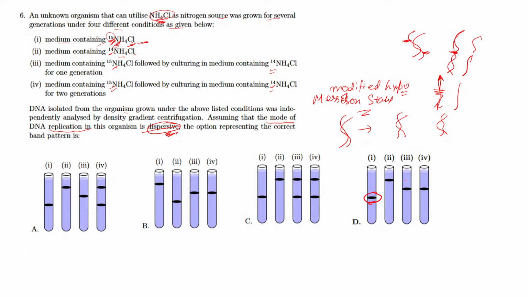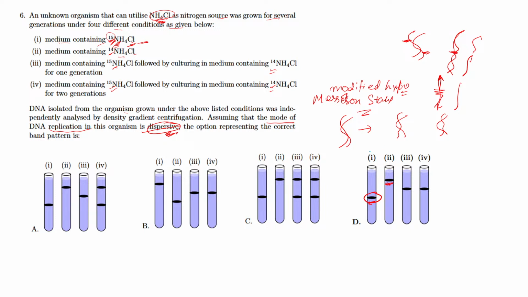In the second option, it says that I have grown in 14NH4Cl. So there will be a light band over here because everything will be. So let me change the color of the pen.